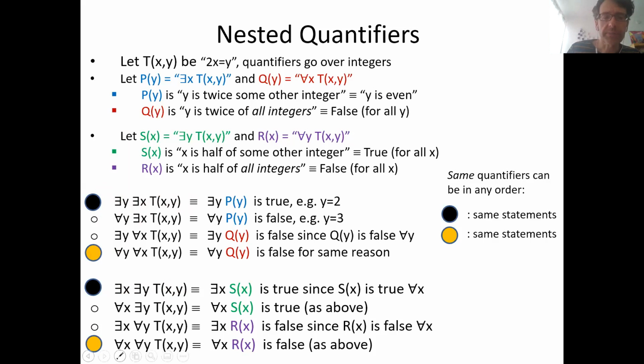Likewise, the orange expressions are the same. If somebody says that for all y, for all x, something is true, that means that for all assignments to x and y, this predicate holds. And this thing expresses the same thing. For all assignments of x and y, this predicate is true. So these orders can be flipped.